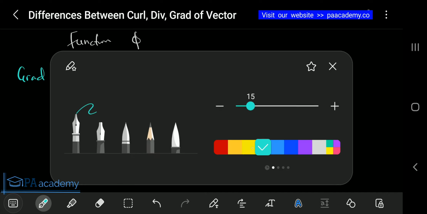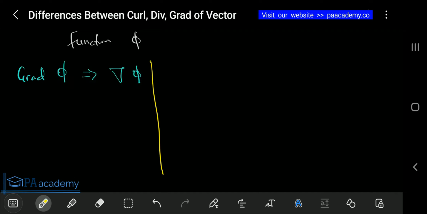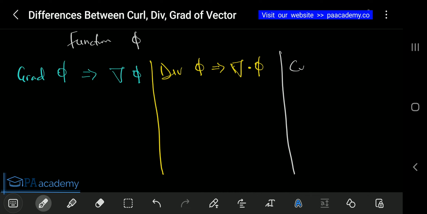Now if you are dealing with the div, so if you are asked to look for div of phi, the notation will be like this. Are we good? And then for the last one, if it is curl that you are dealing with, for curl of phi, the notation will be like this, the cross product of phi. Are we good? So that's the first thing you need to understand when differentiating grad, div, and curl.